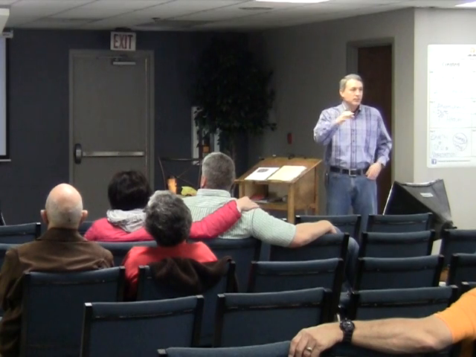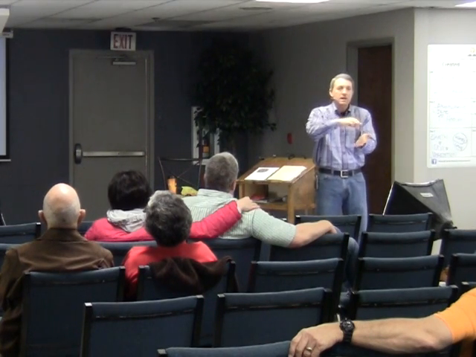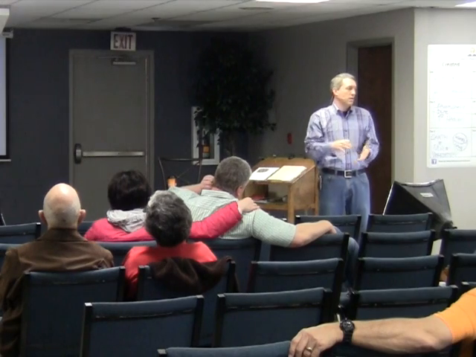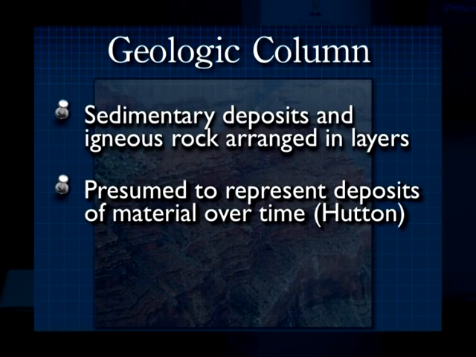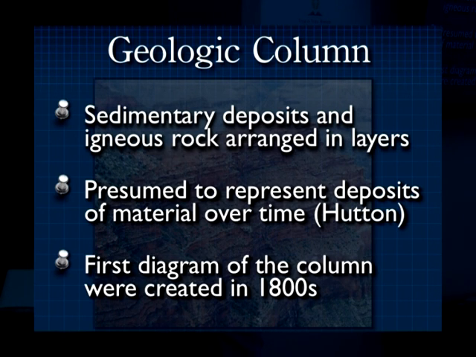That canyon is created by the depositing of rock in a process that must have included water to mix mud and create layers. And they're arranged that way, self-evidently. They're presumed to represent material deposited over time. Who made that presumption? James Hutton. The first diagram of the column, the first attempt by any scientist to try to document what the column looks like, was done in the 1800s.